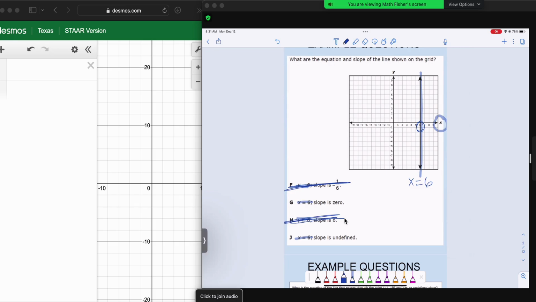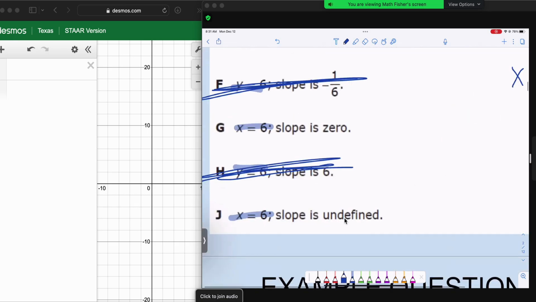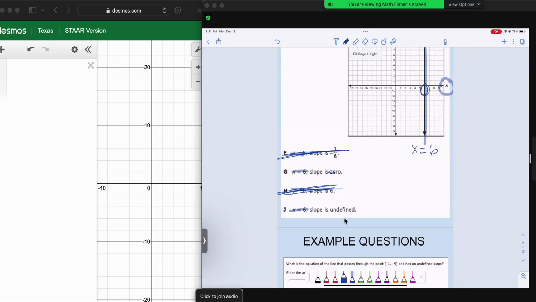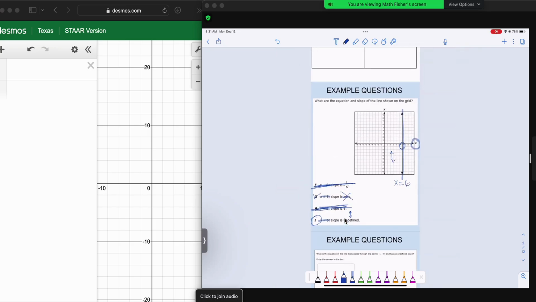So then let's look at the slopes. It says slope is 0. Remember, slope of 0 goes like this. This line is going up and down, so it can't be a slope of 0. So eliminate G. Then we have J. Slope of undefined, we know always goes up and down. So J would be your answer.